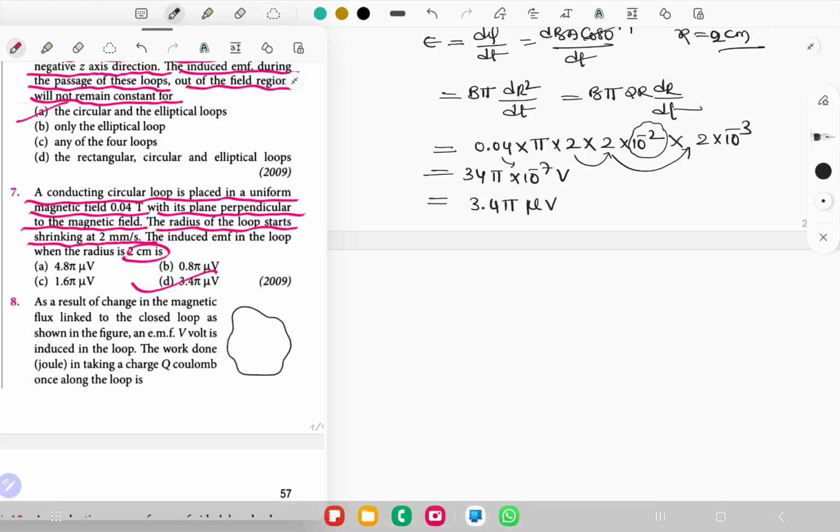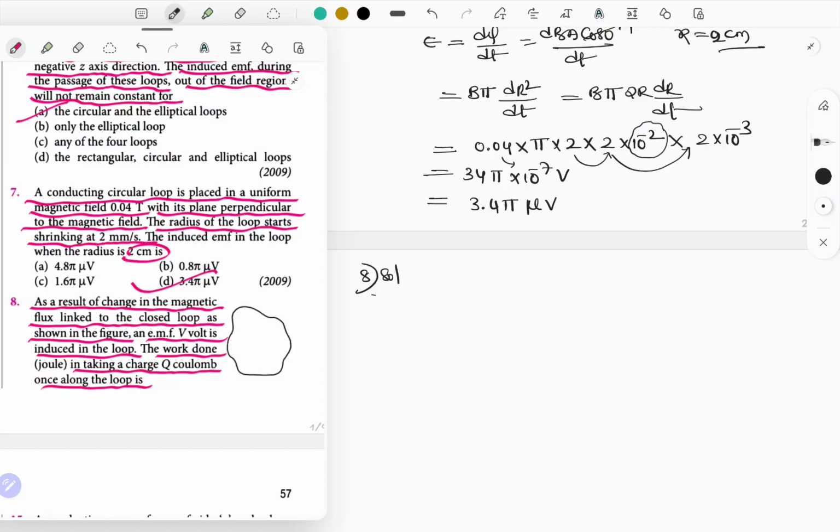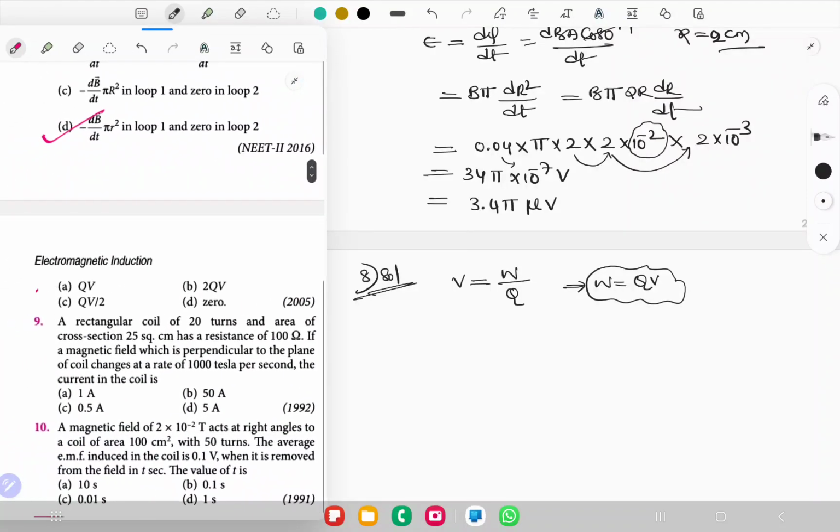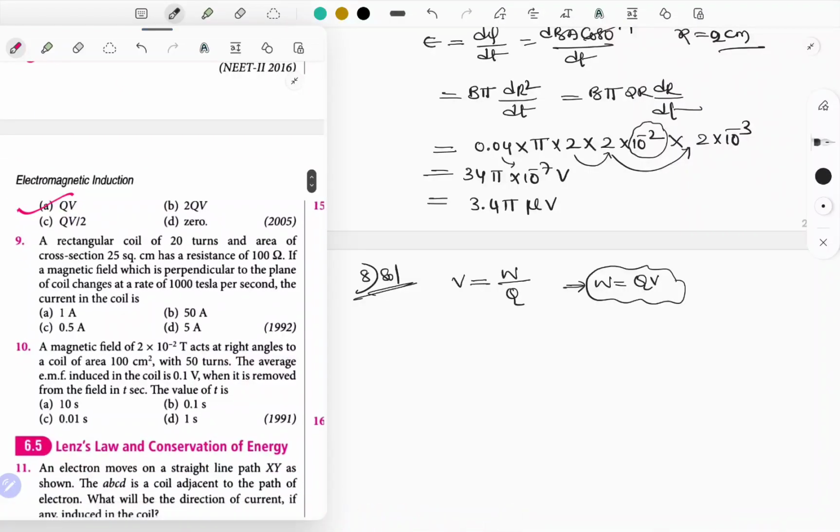Let me read it out. As a result of change in the magnetic flux linked to the closed loop as shown, an EMF V volt is induced in the loop. The work done in taking a charge Q coulomb once along the loop. General formula for work done: potential is equal to work done by charge, right? Then work done is equal to Q into V. Which option matches? Option A is the correct answer. So it's a simple question. So let's move on to the 9th one.